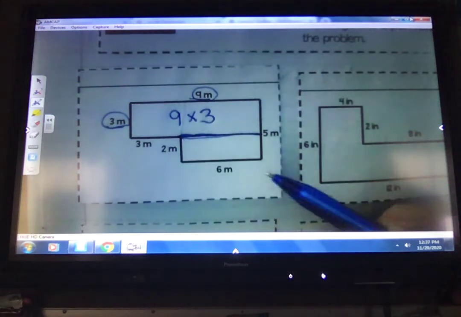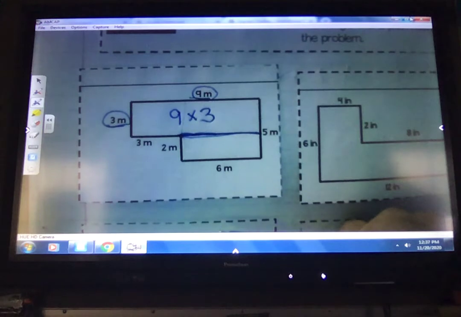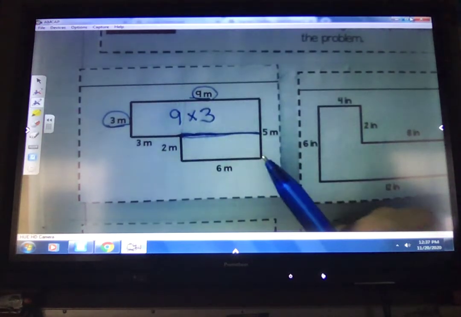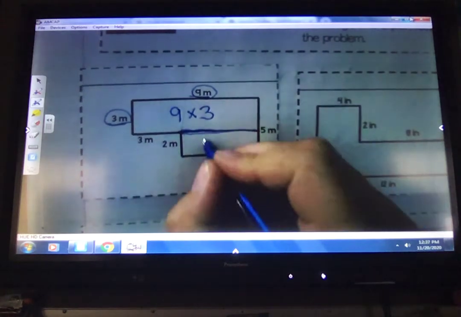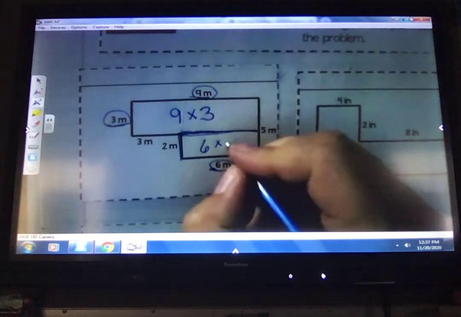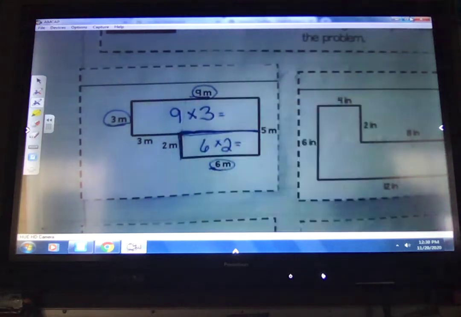My smaller rectangle has a bunch of numbers around it. I only need 2 numbers to do area. So the long side is labeled down here at the bottom. That's the 6. The short side is labeled over here on the side, and it's a 2. So to get this one, I just need 6 times 2.